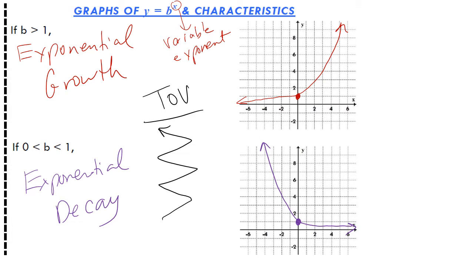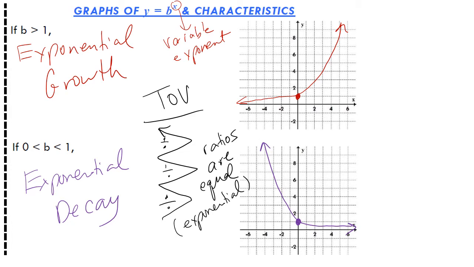For exponential functions, we divide. So you would take all your y coordinates, bottom up, and divide. And if we call those ratios, so if ratios are equal, then you know it's exponential. And those are all of our key characteristics for exponential functions.